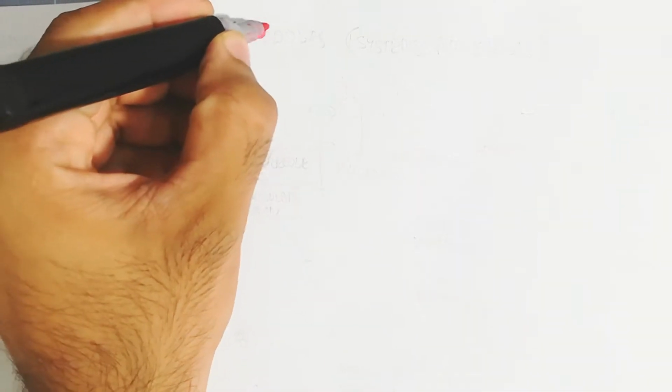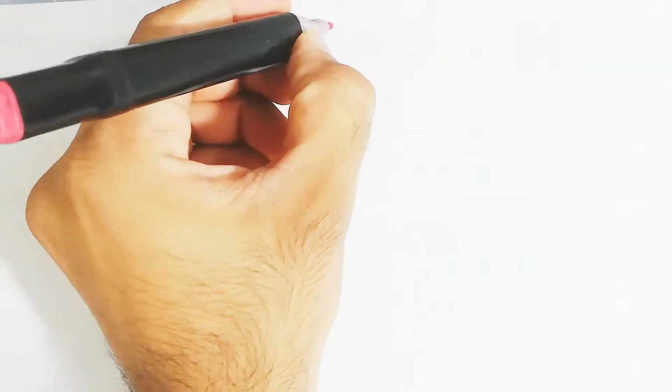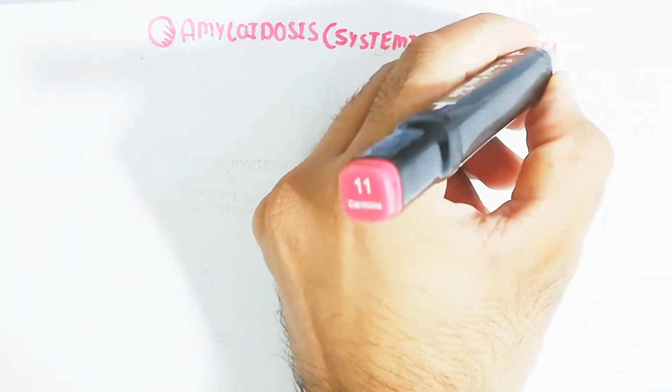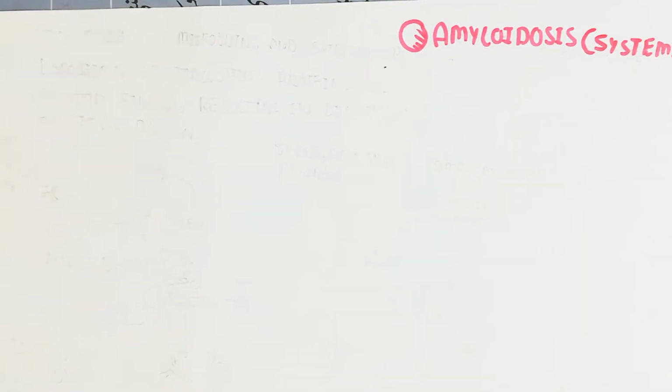Hello, in this video we will discuss amyloidosis, the systemic amyloidosis. So what is this? Basically, this is the misfolding of the protein, which will lead to damage of our tissues and our organs.